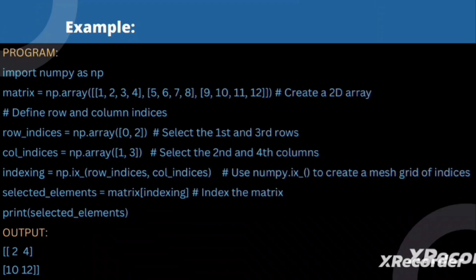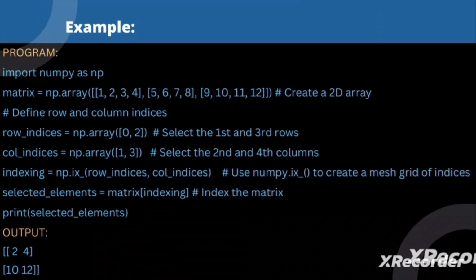Here is a quick example. We have created a 2D array as shown here, and defined the row and column indices. For row indices, we want to select the first and third, and for column indices, we have selected the second and fourth column. Now we will use the numpy.ix_ function to create a mesh grid of indices, and it will give the 2 and 4, which are in the first and third row, and 10 and 12, that are in the second and fourth column.